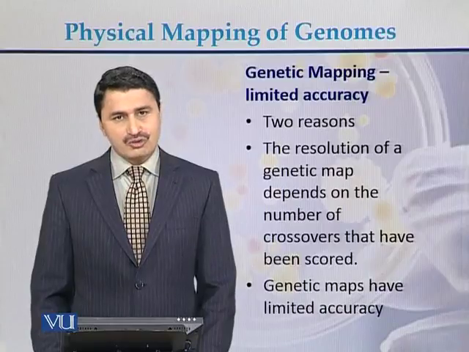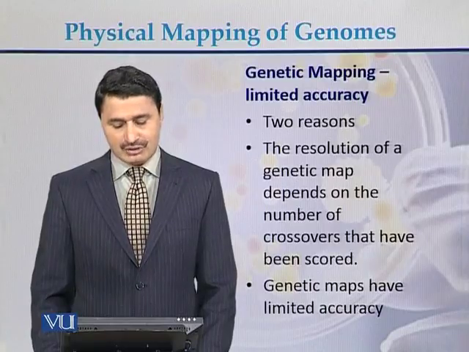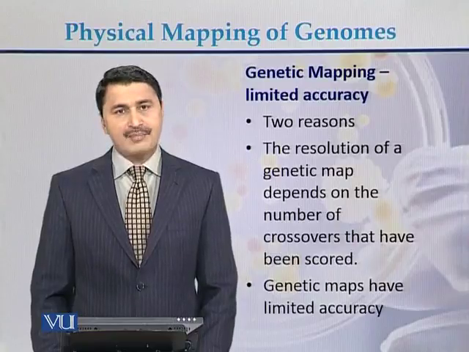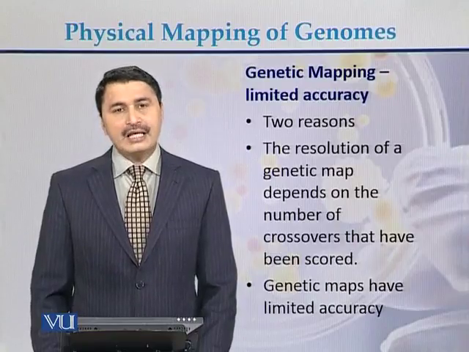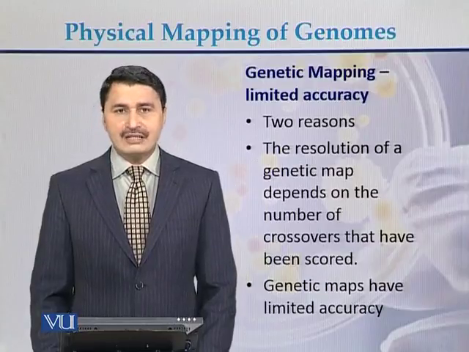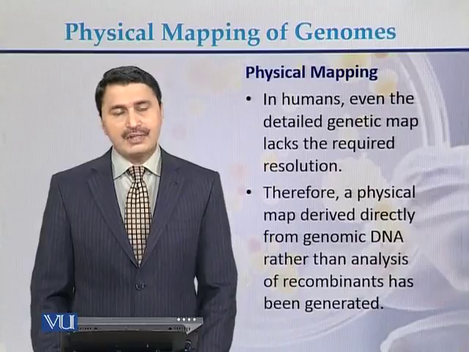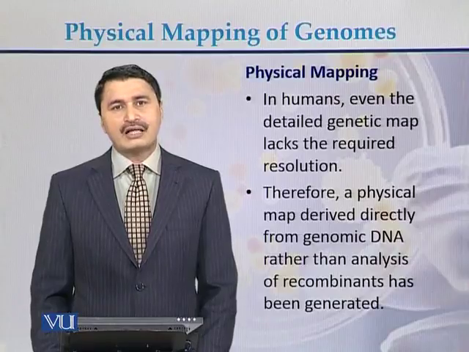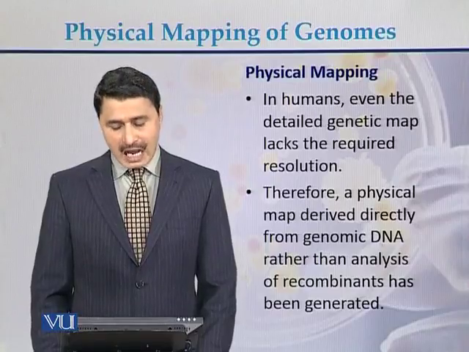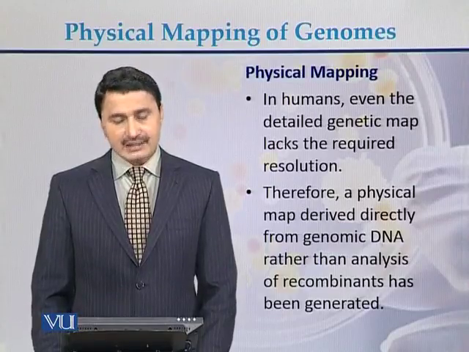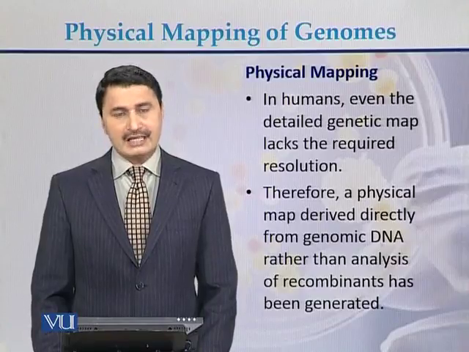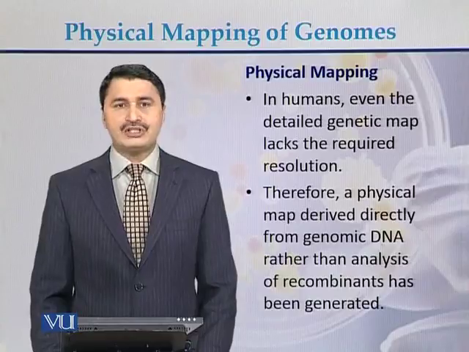The resolution of a genetic map depends on the number of crossovers that have been observed. In addition to this, genetic maps have limited accuracy. So, for performing the physical map, like in humans, even the detailed genetic map lacks the required information. So, we have to perform the physical map for the complete information of the genomes in humans. Therefore, a physical map derived directly from the genomic DNA sequence, rather than from recombinations, has been generated.